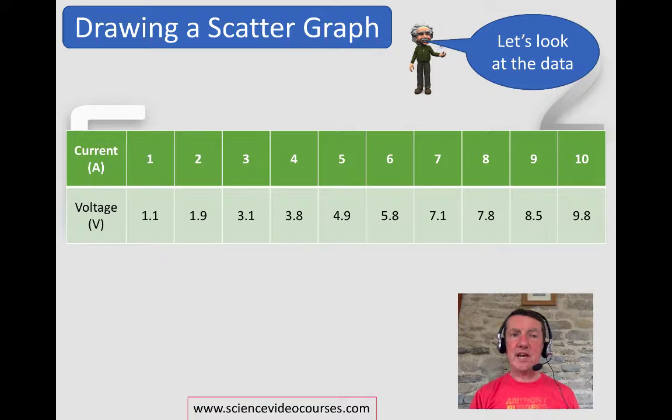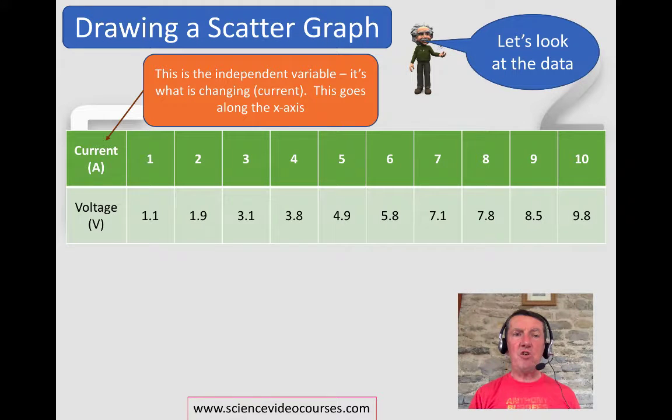Now here's a data set. Here we've got an electrical circuit, and in the electrical circuit we're setting the current in amps from 1 up to, there we go, 10 amps. So we probably use something like a variable resistor to set the current at those levels. And having set those current levels, we're then recording the voltage. So the voltage, you can see here it's 1.1 at 1, 1.9 at 2, 3.1 at 3, and so on.